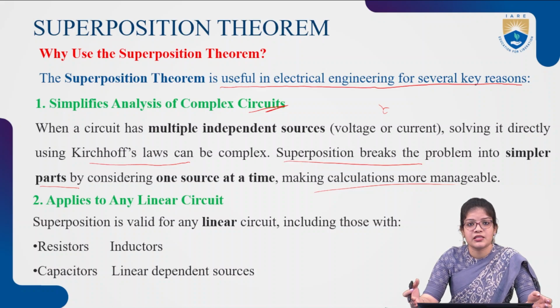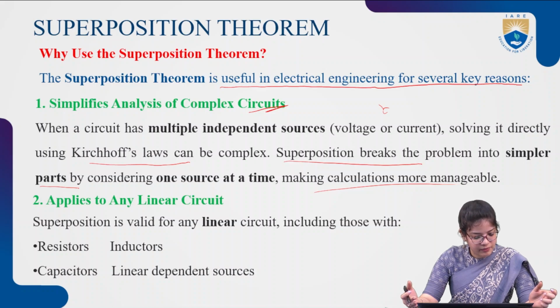So in such cases, we use superposition theorem by considering a single source at a time, and then we combine all the steps, so that the currents we get by reducing the circuit should be equal to the currents when they are combined with each other.